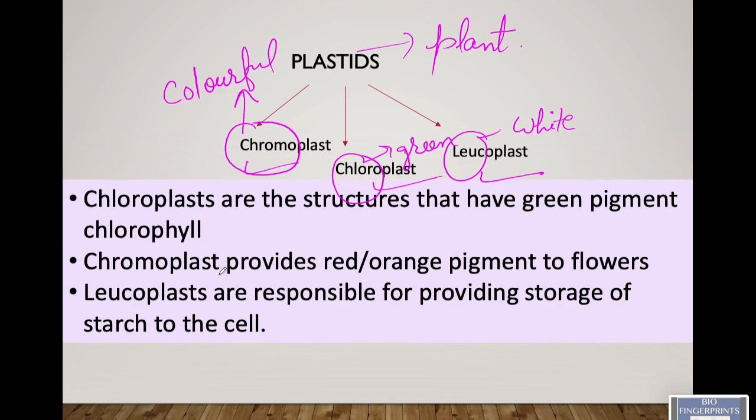So first, chromoplast. Chromo means color. So it helps in attracting insects for pollination, okay, because it provides different colors to the plant or flowers, like red or orange pigment. Okay. So leucoplasts, these are white colored plastids. So they are colorless and they are responsible for providing storage of starch to the cell, and they are present in the cell of potato.